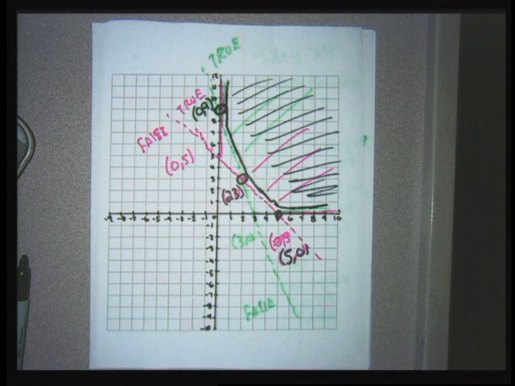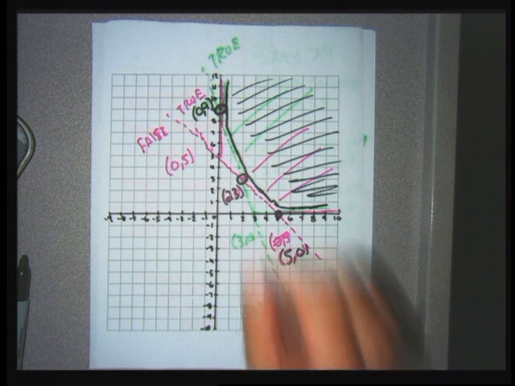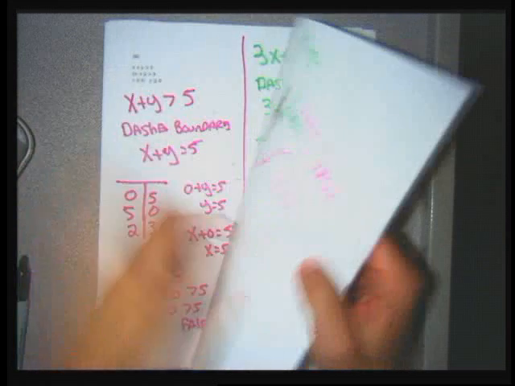So usually greater thans kind of shade away from the origin, less thans shade towards the origin. It doesn't have to be that way, but that's kind of the way it often works. Two more problems.